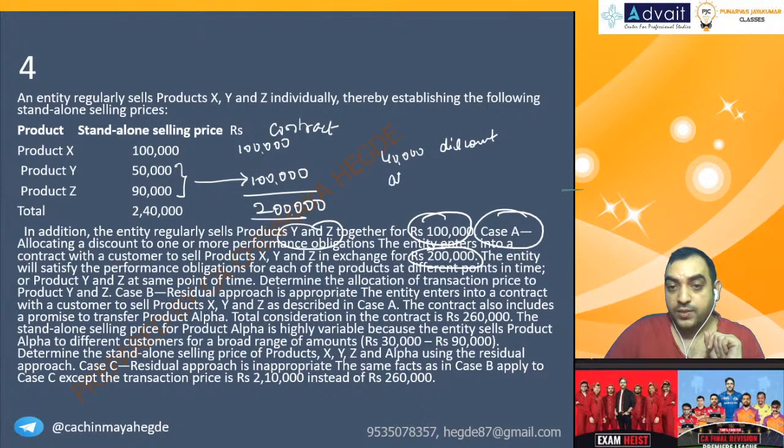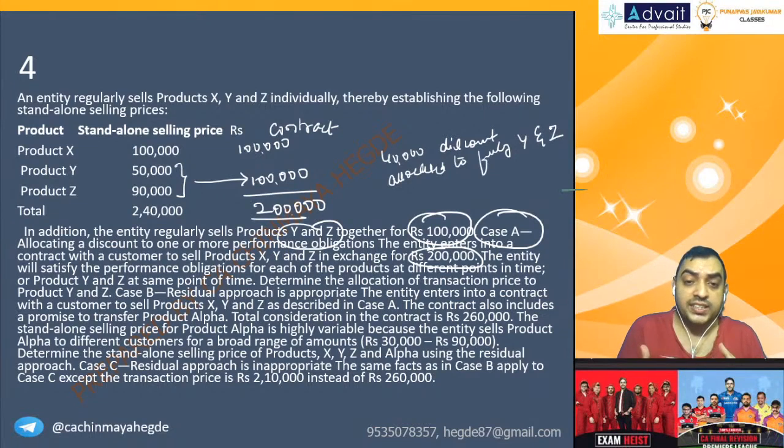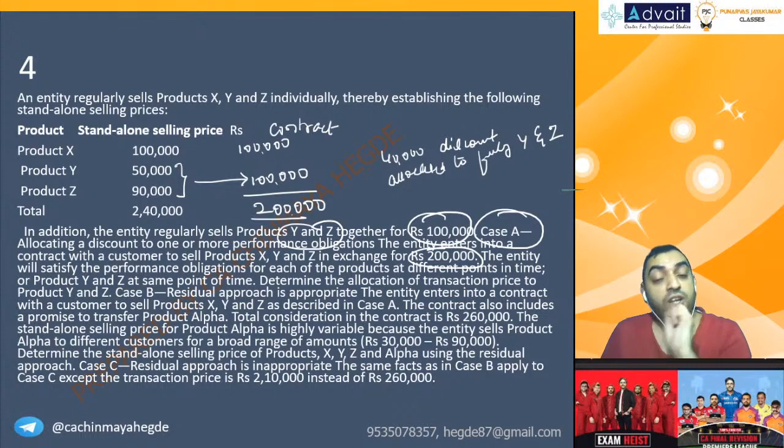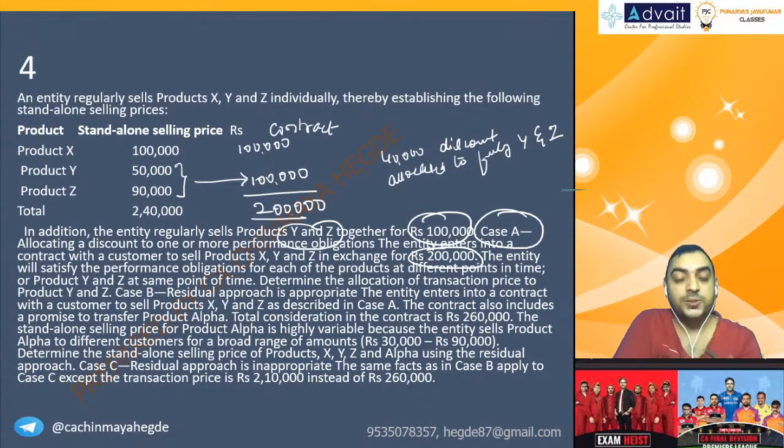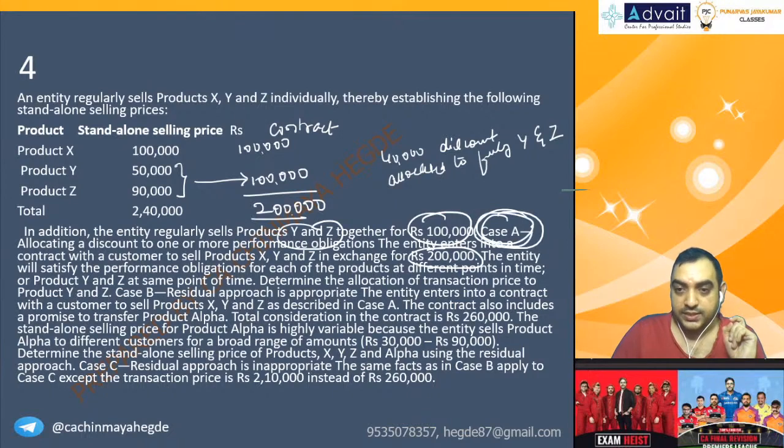is allocated fully to Y and Z, because when you sell Y and Z, 40,000 anyway you will give. So first 40,000 give it to them, Y and Z, then it will come to X. But in this case, Y and Z discount is only taken away, so the entire allocation is for Y and Z, the remaining will come to X, which is nothing. So X price will be 1 lakh and Y and Z price will be 1 lakh. That is case A.